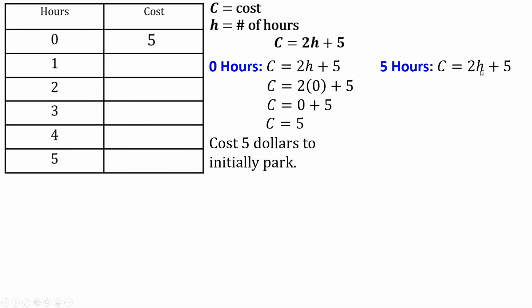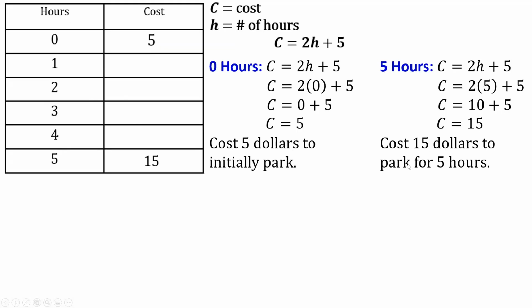For 5 hours, instead of plugging in 0, this time we're going to plug in 5. And 2 times 5 gives us 10, and 10 plus 5 is 15. So it's going to cost you $15 to park for 5 hours. So we came up with another ordered pair, (5, 15).